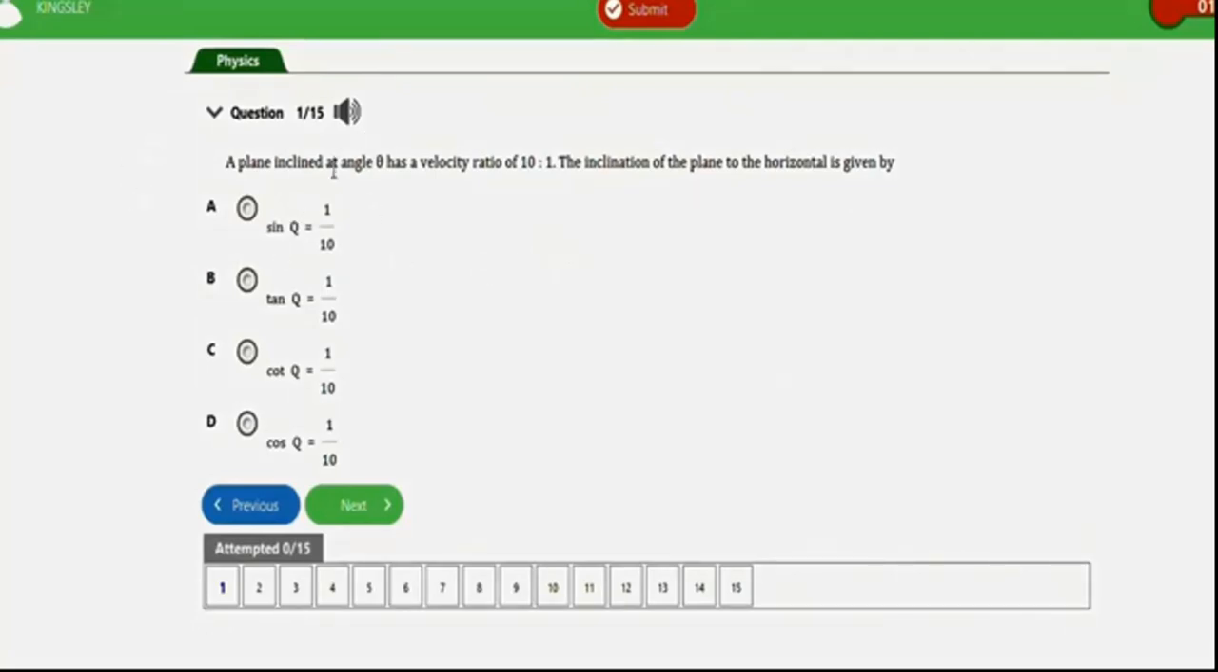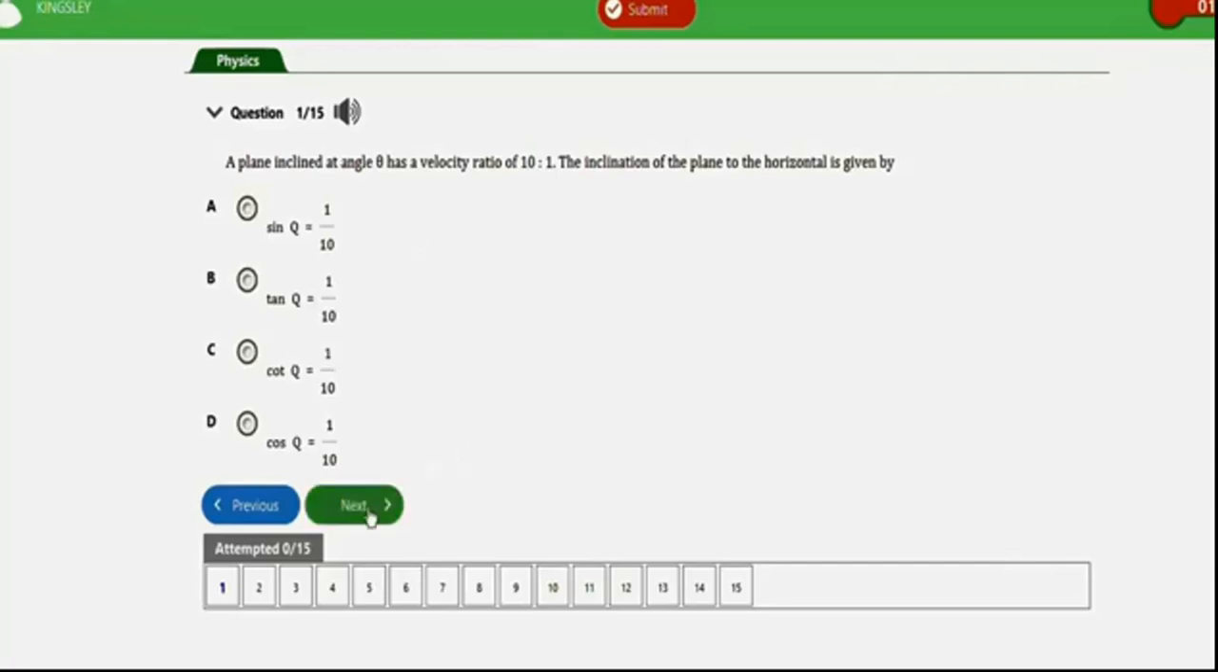The first question says, a plane inclined at angle theta has a velocity ratio of 10:1. The inclination of the plane to the horizontal is given by, and we have these various options. For this kind of question, you don't need to solve anything to get the right option. All you need to know is that when you are dealing with velocity ratio and the plane is inclined to the horizontal, the trig identity will be sine. So the correct option here is option A, which is sin theta equals 1/10. That will be the answer to this question.